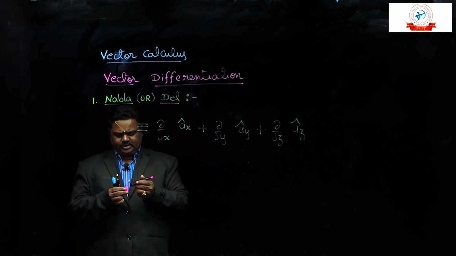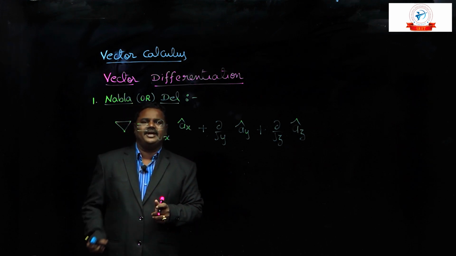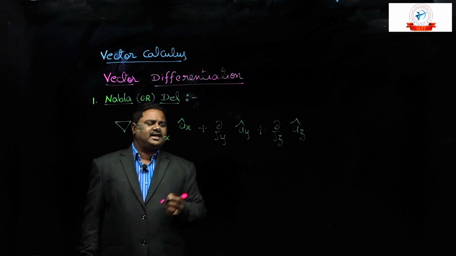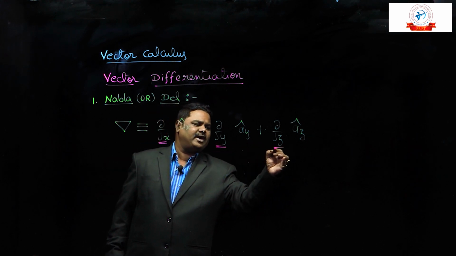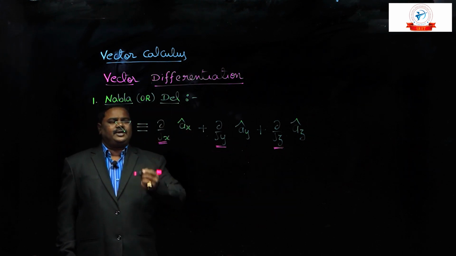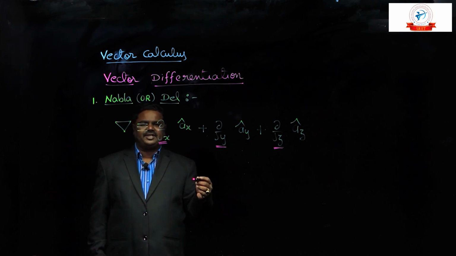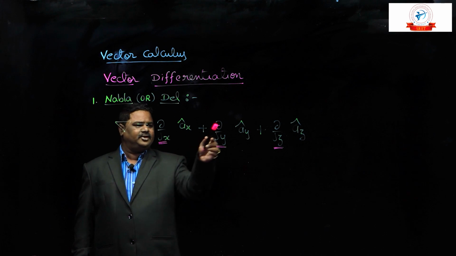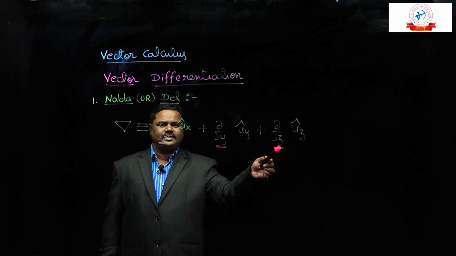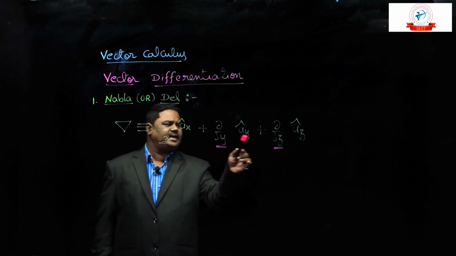Now, if you observe this equation, it contains 3 terms. In each term, you can observe a differentiation. Exactly, it is a partial differentiation. Everywhere we have partial differentiation. These are the differentiations with respect to which variables? Here we have dou by dou x, dou by dou y, dou by dou z. So, these are the partial differentiations with respect to x, y, z.